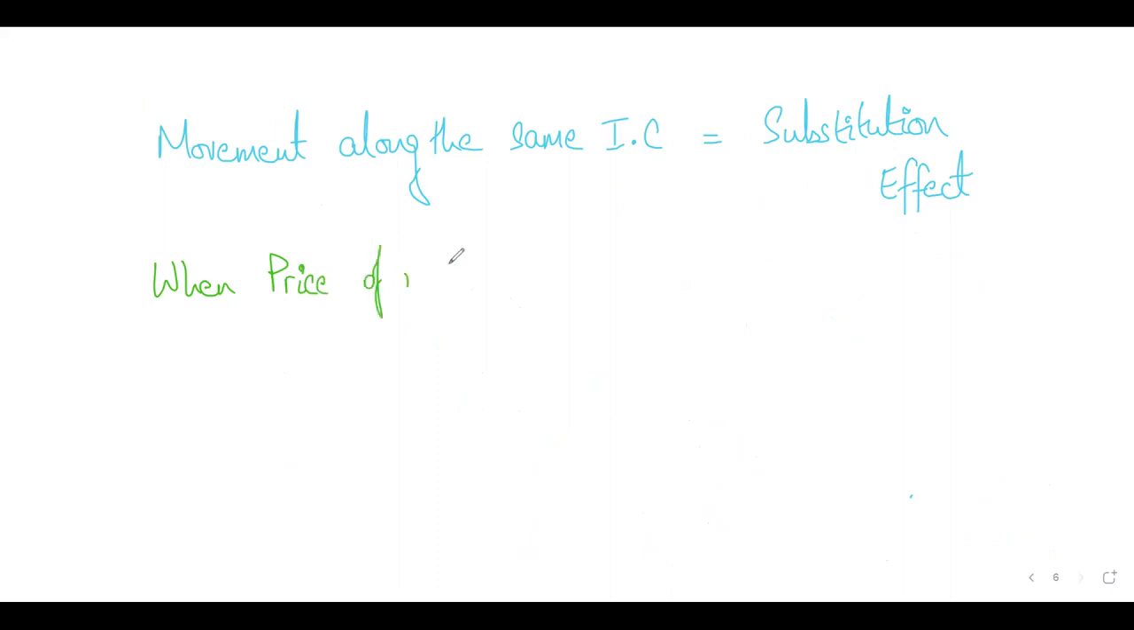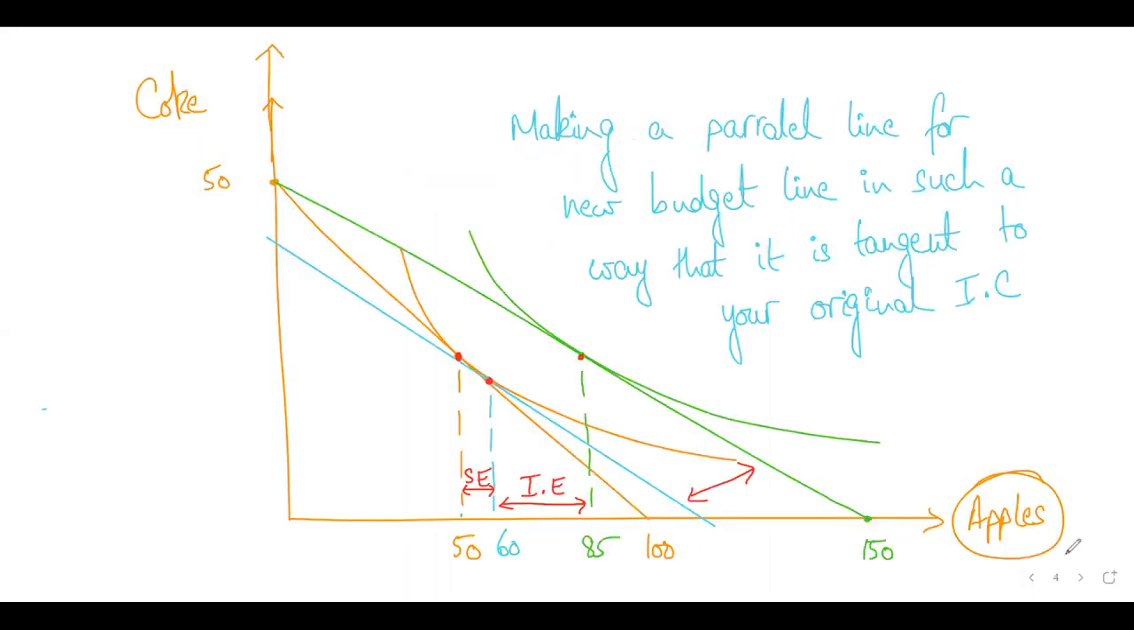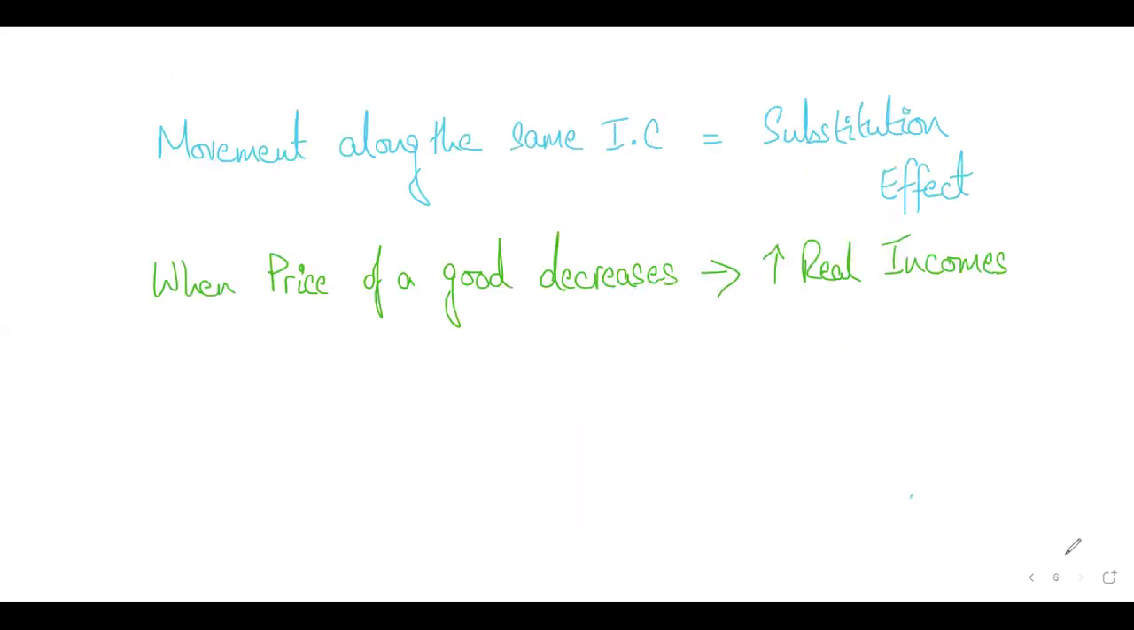when the price of a good decreases, your real income increases, right? When something is becoming cheaper, this means that with the same income, you can buy more. So real income is increasing. And when real income is increasing, for the normal good, the idea is that you should buy more of that good. And you can see in the graph that you are buying more of that good. Both positive. Exactly, absolutely.